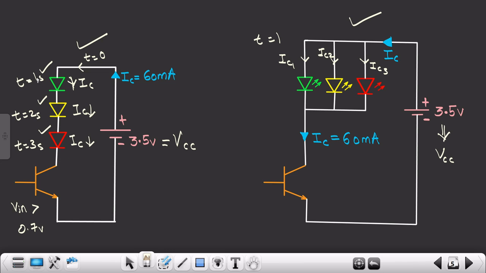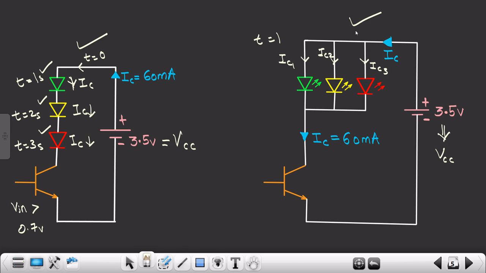But what we can see is that at t equals 3 seconds, this green LED is in the off condition. Why? Because the current has already moved in this direction and it is present over here. At the instantaneous moment the current is present over here. But in the parallel scenario, since the IC is getting divided, even if not equally, at the instantaneous time all three LEDs will glow. So it's advisable to select this circuit.